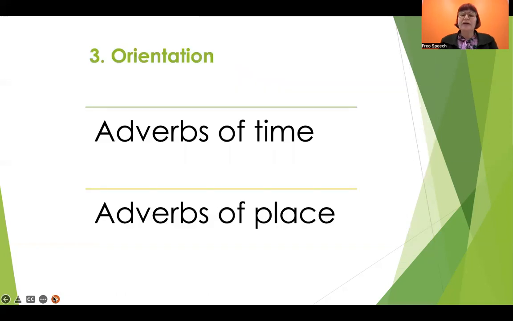The next category is orientation, and you have to orient your reader in terms of when things happen and where things happen. One of the lessons that I give students very early up is time phrases and place phrases, which are adverbs of time and adverbs of place.